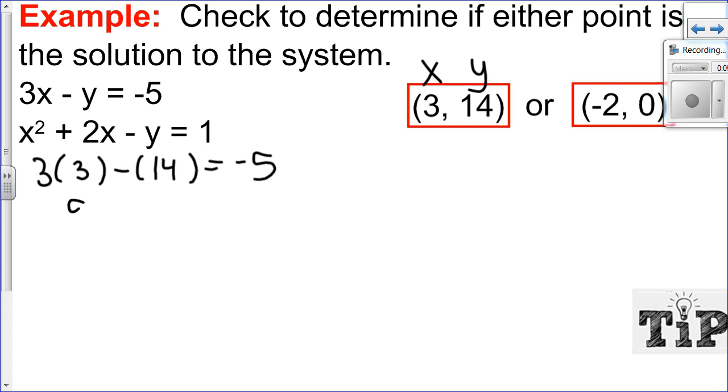So 3 times 3 is 9, take away 14 is -5. -5 equals -5. That's true. But it has to be true for both. So let's check the next one.